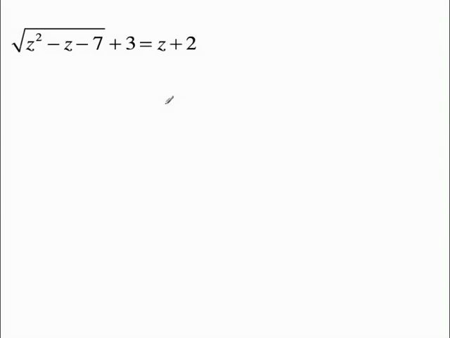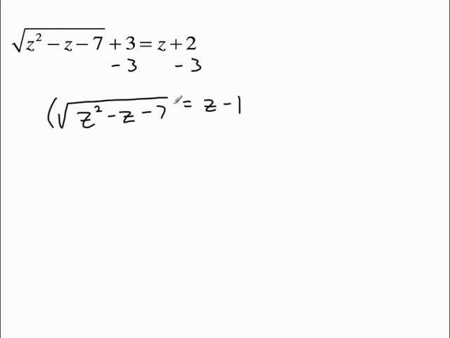All right, with this one, like our other things, the biggest idea is to get the radical by itself. So what I need to do is subtract 3 from both sides. And what you end up with is the square root of z squared minus z minus 7 equals z minus 1. Now remember, there's nothing we can do with these until we get them out of the radical. So I want to undo this radical since it's by itself now.